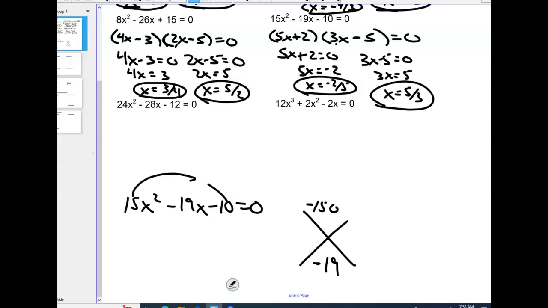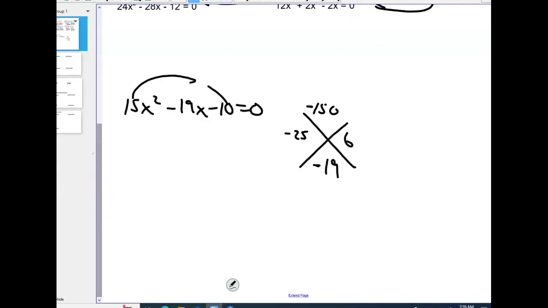So I have to come up with two terms that multiply to negative 150, but also add or combine to be negative 19. And that's negative 25 and 6. Negative 25 times 6 is negative 150. Negative 25 plus 6 is negative 19. And from there, 15x squared minus 25x plus 6x minus 10. We put an x by these two middle terms right here. We copy down the a and the c terms with their signs.